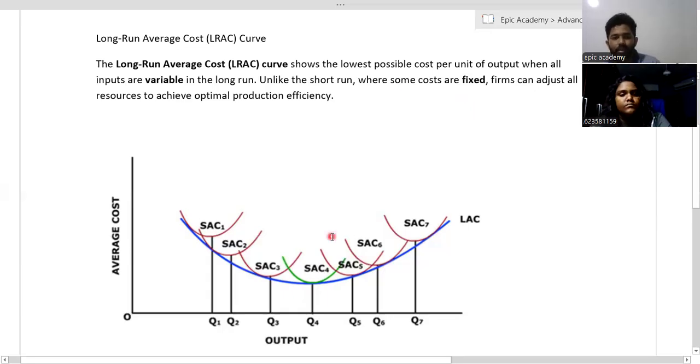So SAC means short run average cost. Short run average cost 1, short run average cost 2, short run average cost 3. So then you have to identify that the long run average cost curve is built up by using separate short run average cost curves. Combine the minimum points of the short run average cost curves.